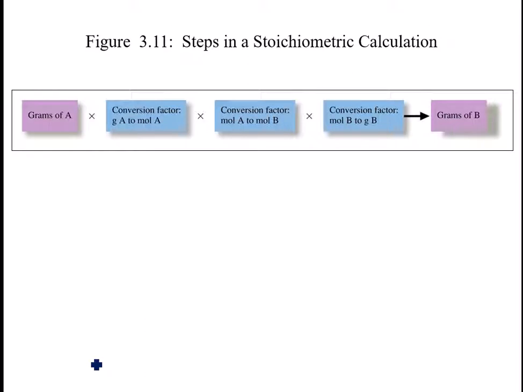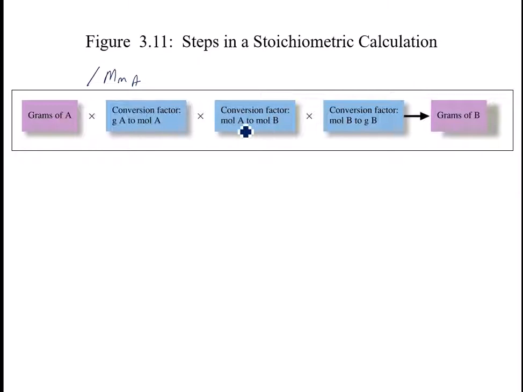Okay, and continuing with stoichiometry, the steps to a stoichiometric calculation are as follows. I take the mass of A, and A is the one that they give you the mass of, times a conversion factor. Well, this is technically not correct. This is going to be divided by the molar mass of A.